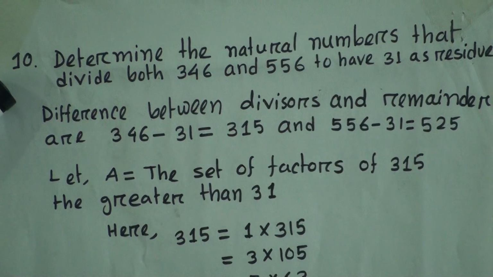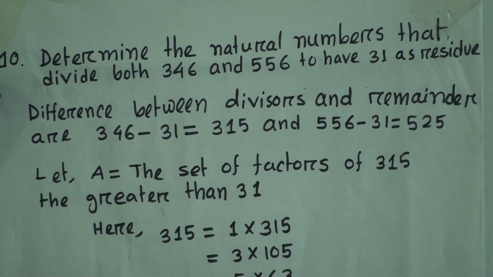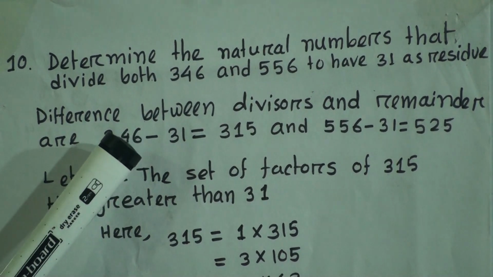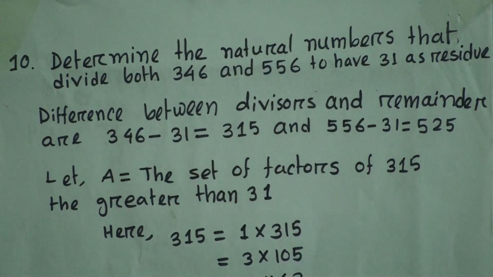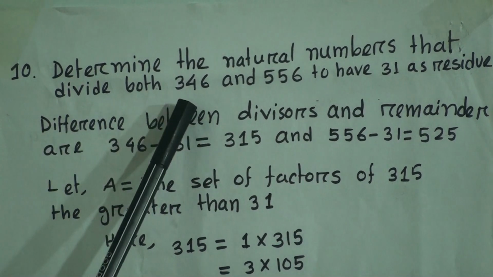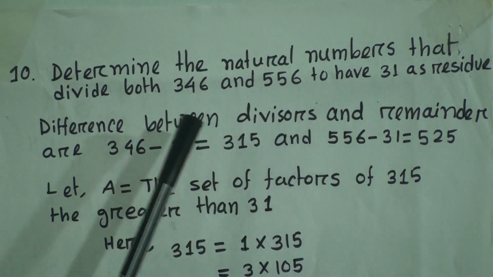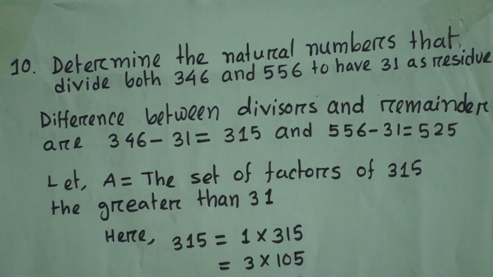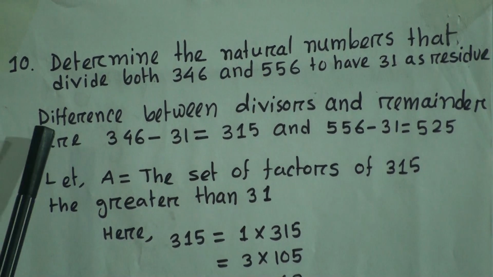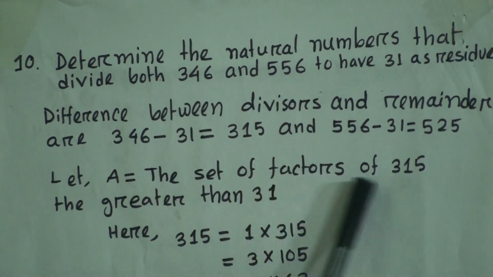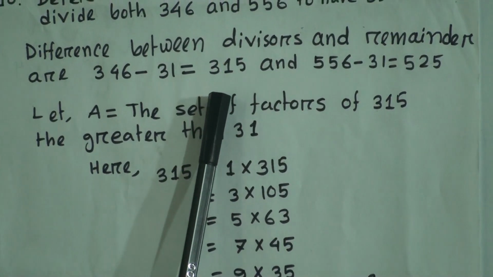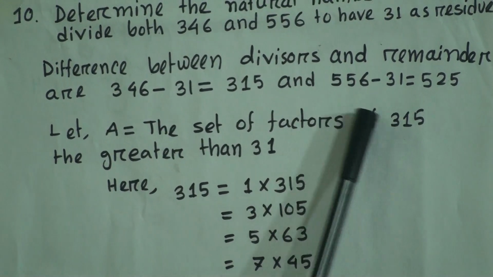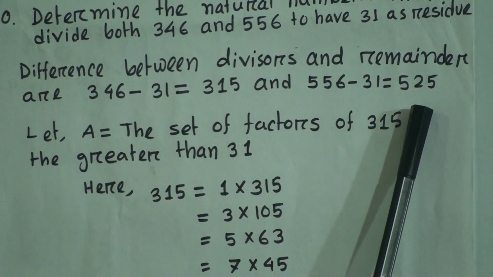Determine the natural numbers that divide both 346 and 556 to have 31 as residue. Divide both 346 and 556. That means this is the divisor and this is the remainder. At first I have written the difference between divisors and the remainder: 346 minus 31 equal to 315, and 556 minus 31 equal to 525.